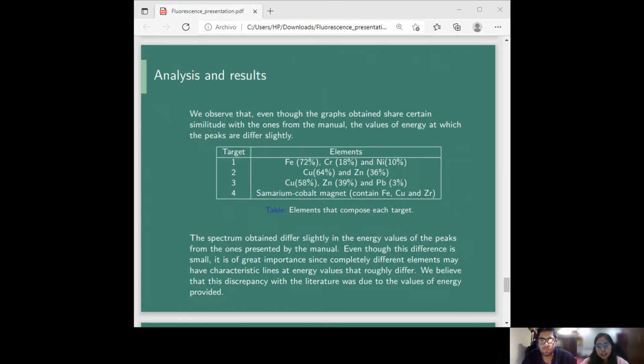However, we saw that the spectrum that we obtained differs slightly in the energy values of the peaks from the ones that the literature gave us. And even though this difference is small, it is of great importance, because completely different elements may have characteristic lines at energy values that differ only roughly. So we believe that the discrepancy with the literature was due to the values of energy provided, and maybe using the CASSY program, we will have better results.